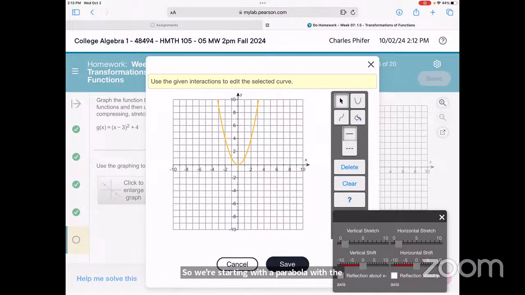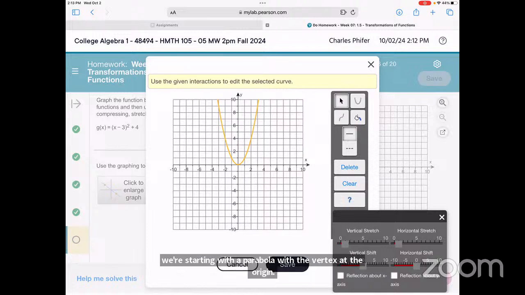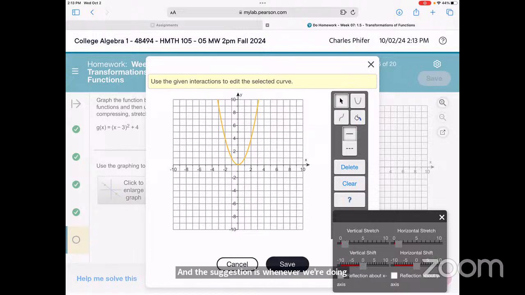The suggestion is whenever we're doing multiple transformations in one function, you want to start from the innermost nested transformation and work your way out. The innermost nested transformation here is the -3 on the inside, right? So it should move it to the right 3 units. So I'm going to say horizontal shift, and drag this to a +3.